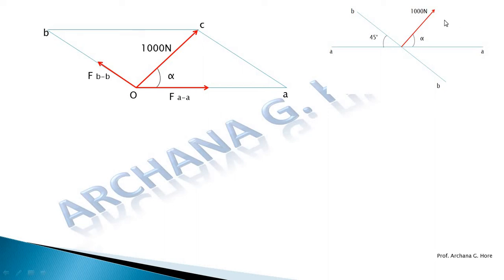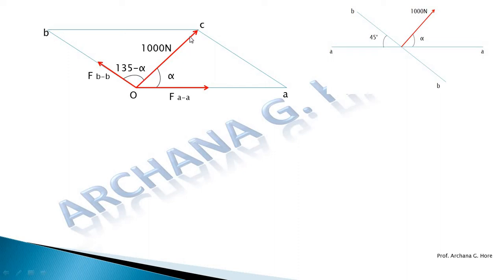Now this is the alpha angle that is given in the numerical. This straight line AA is a complete 180. Out of that, this angle is alpha and this is 45, so the remaining must be 180 minus the addition of these two. So we will get 135 minus alpha.